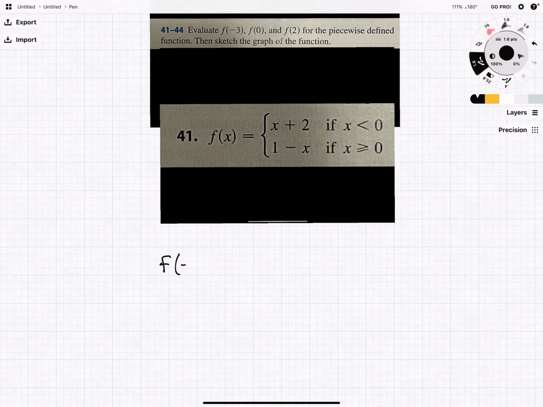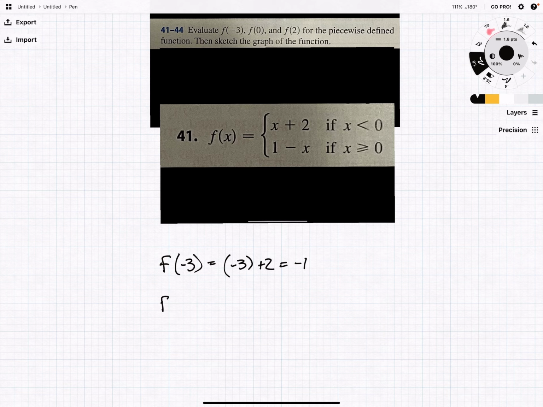f of -3. If we look carefully here, it says if x is less than 0, then we'll do x plus 2. So we can see that -3 is less than 0. That's going to be equal to -3 plus 2, which equals -1. Okay, so that part's done.